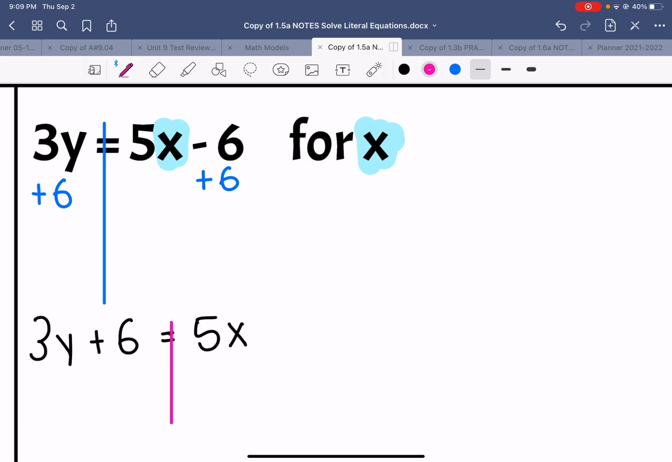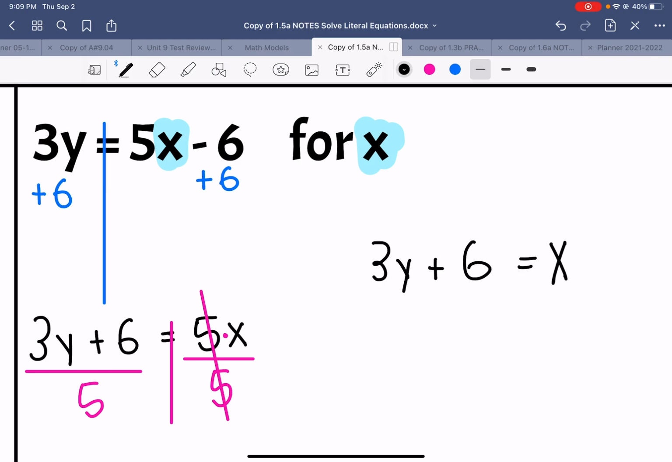So now I'm still asking myself, what is happening to x? Because whatever's happening to x, I need to undo it by the inverse. Right now, multiplication is happening to x, and how I undo multiplication is division. So I'm going to divide by 5. In order to get the value of x, I would take 3y minus 6 divided by 5.